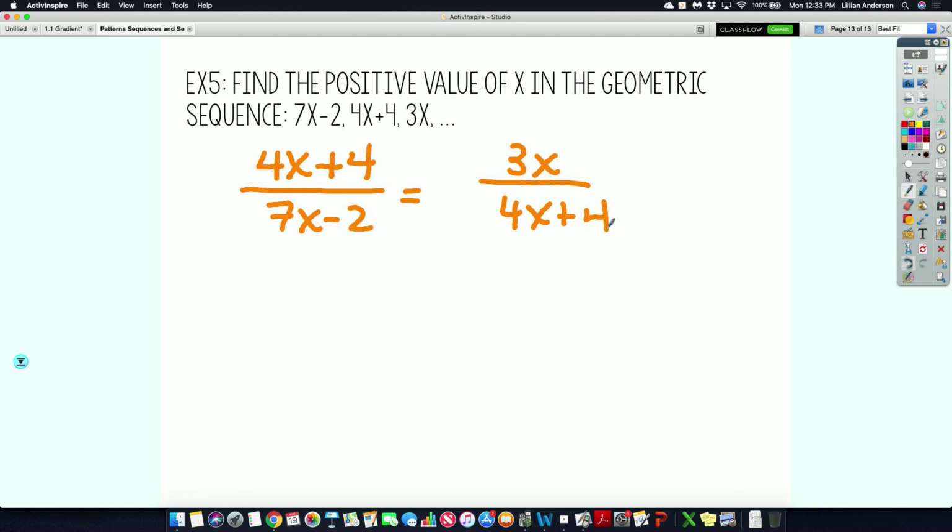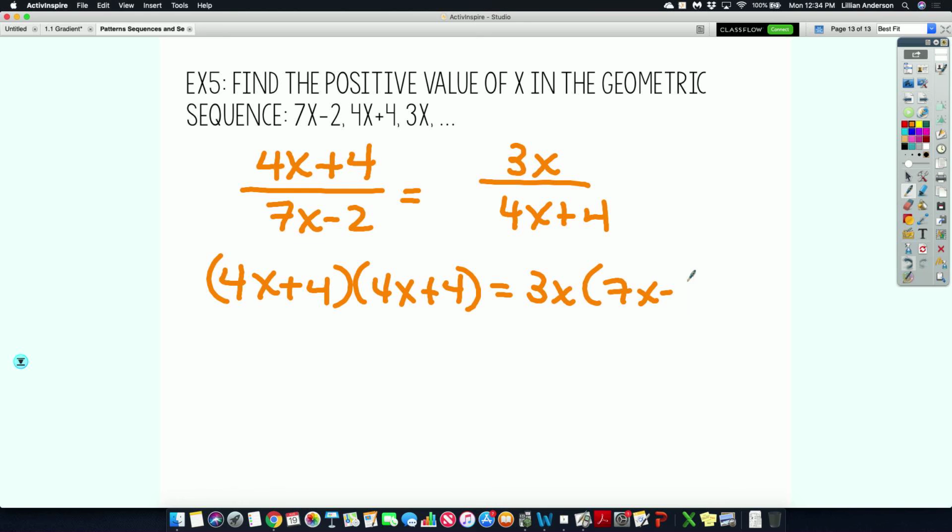How do I solve this? What do I need to do? Cross multiply. So that's going to be 4x plus 4 times 4x plus 4 equals 3x times 7x minus 2. Again, we set up that equation because the second term divided by the first equals the third term divided by the second, and they should be the same because it represents your common ratio. Cross multiply, and now what do I need to do to the left side? Distribute, FOIL, and then same thing with the right side.